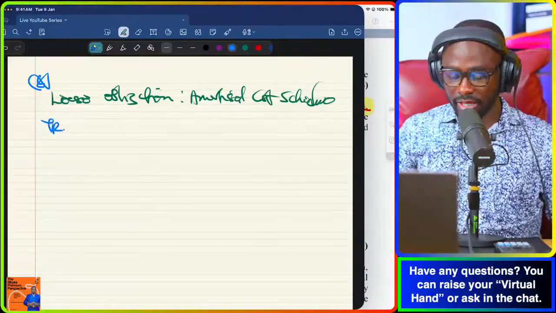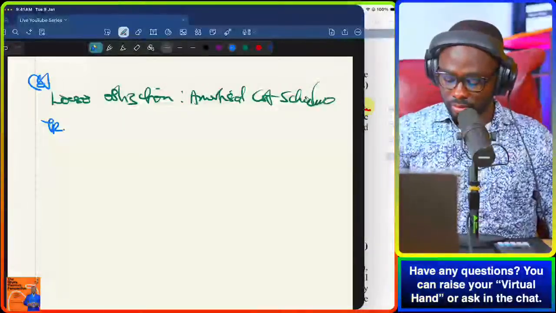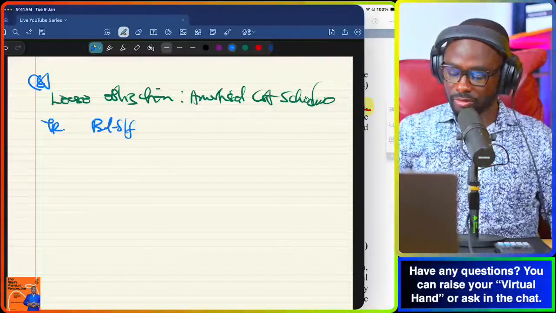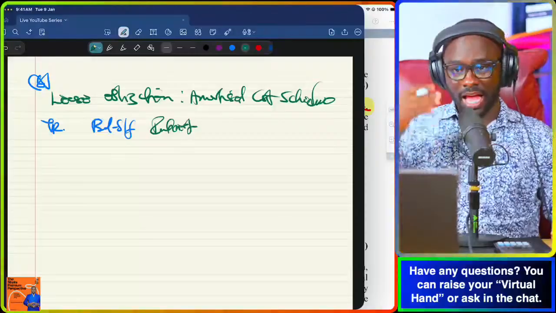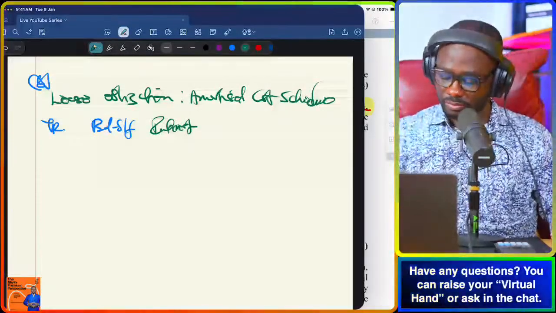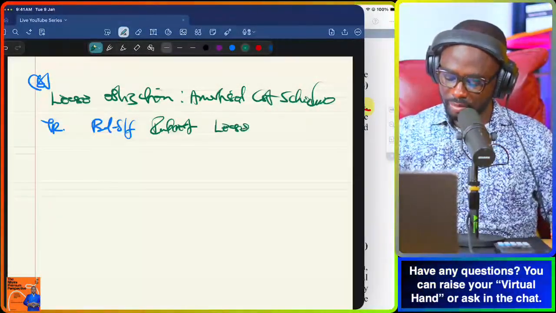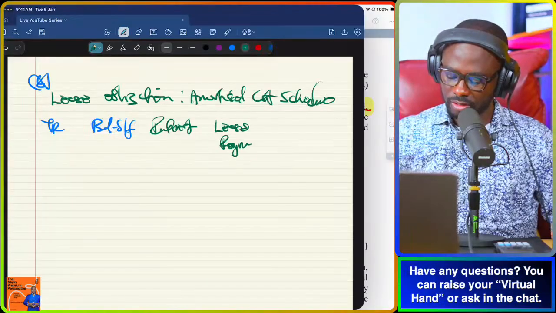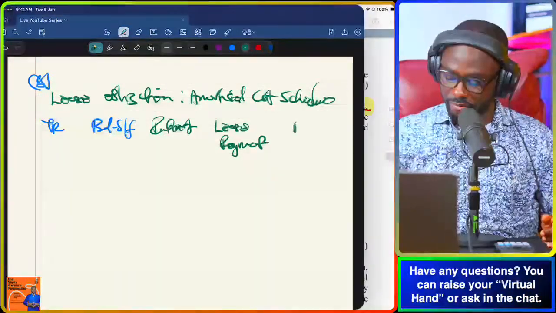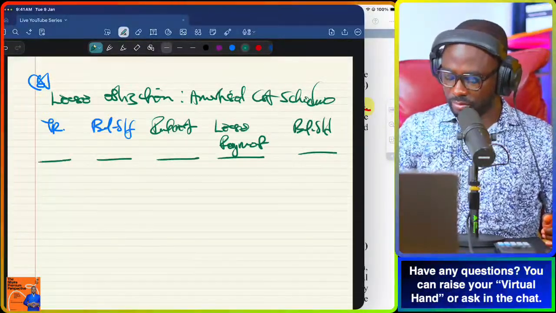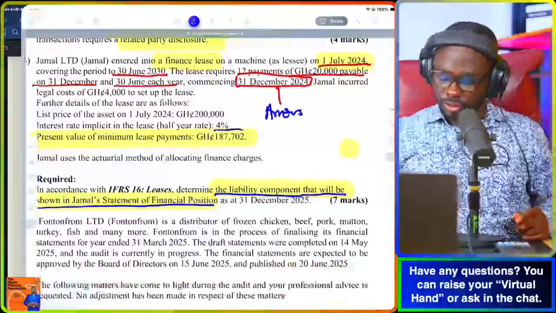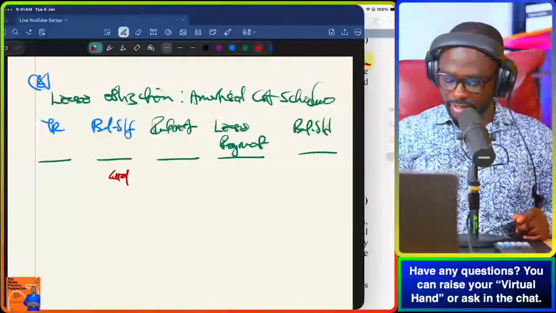We're going to have the year. We're going to have the balance brought forward. We're going to have the interest, because payment is made in arrears, interest will come. Then we bring in the lease payment. Then we get a closing figure, balance brought down. So slashing our currency sign, Ghana Cedi.